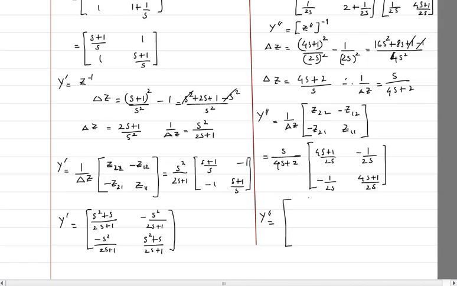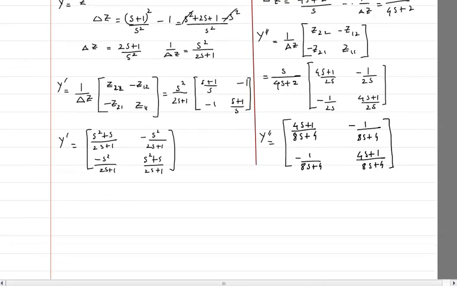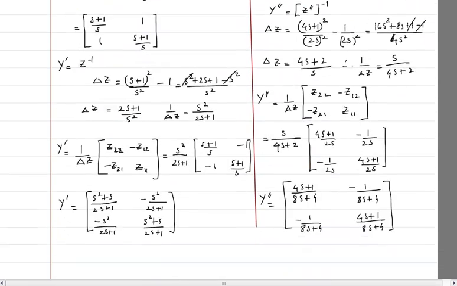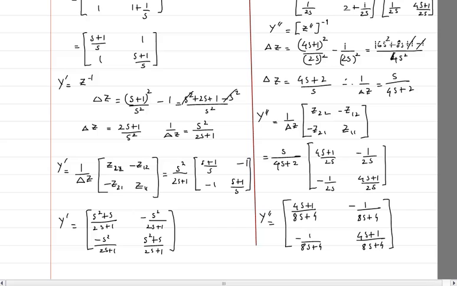So now s and s will get cancelled, so I will get 4s plus 1 divided by 8s plus 4, and here it is going to be minus of 1 divided by 8s plus 4. Similarly here also minus 1 divided by 8s plus 4, and finally here it is going to be 4s plus 1 divided by 8s plus 4. So now I have got the y parameter of both these individual networks.